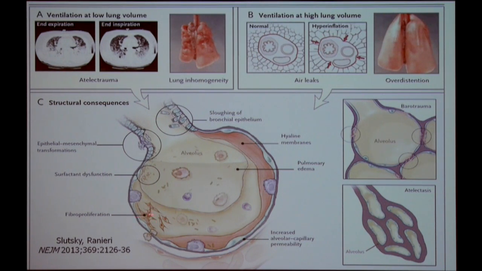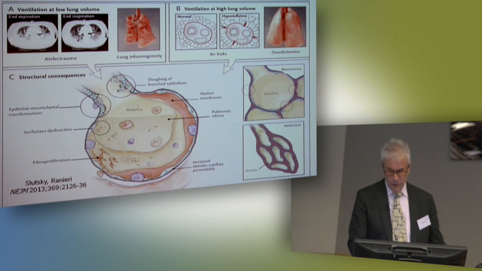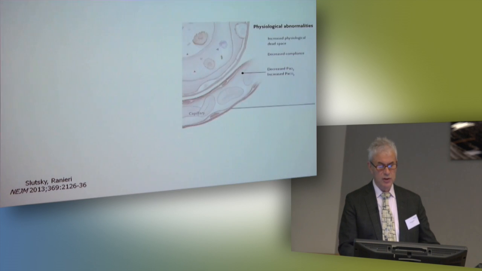There can be fibroproliferation, I'm going to talk about that, and also epithelial mesenchymal transformation. And I'm going to be talking about that in a few slides. That's where epithelial cells actually transform into mesenchymal cells, which can potentially lead to fibrosis. So these are, if you like, various methods, various approaches, various problems with mechanical ventilation and injurious ventilatory strategies.